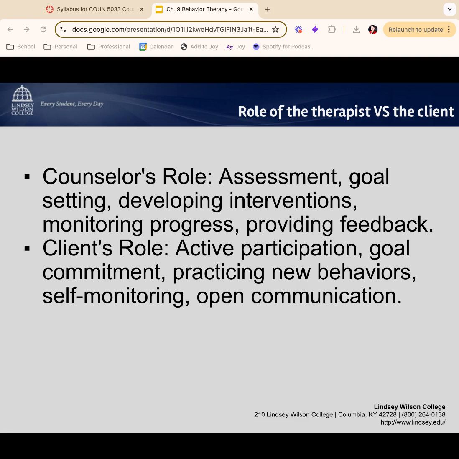So one of the biggest things that you should be aware of when it comes to the client's role in behavior therapy is, without them being completely bought in on utilizing the new behaviors and practicing them and then communicating that back with you, it won't be as effective.